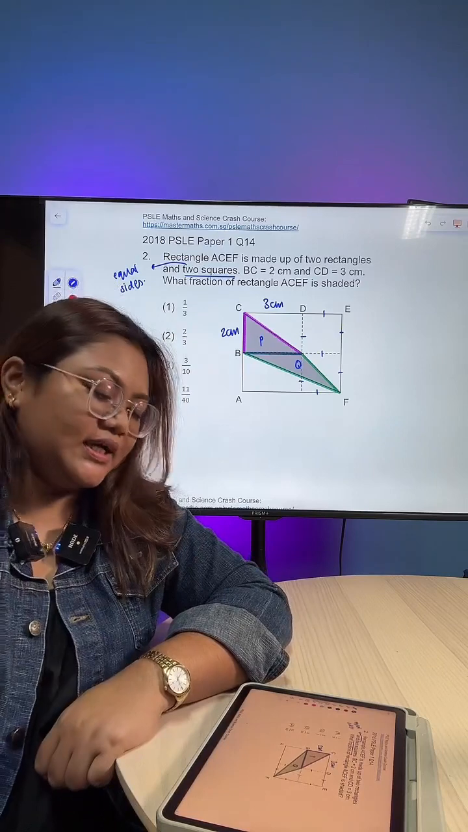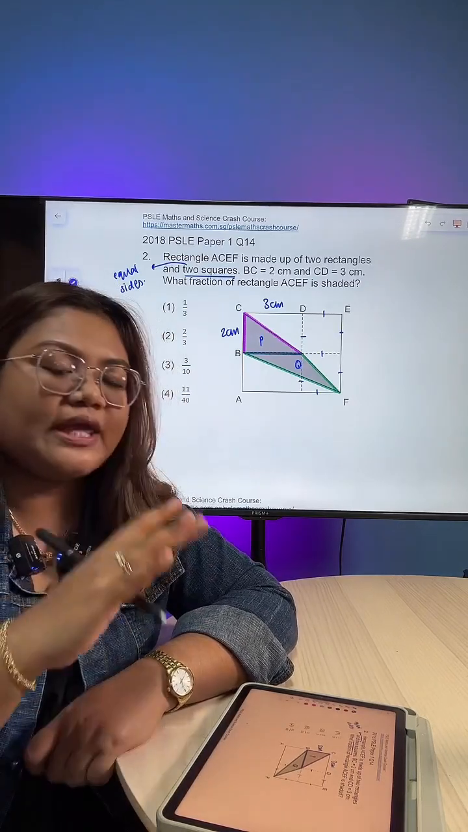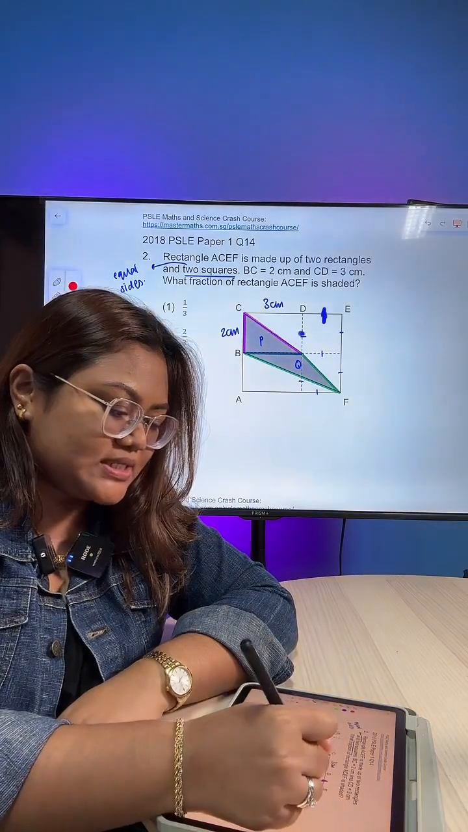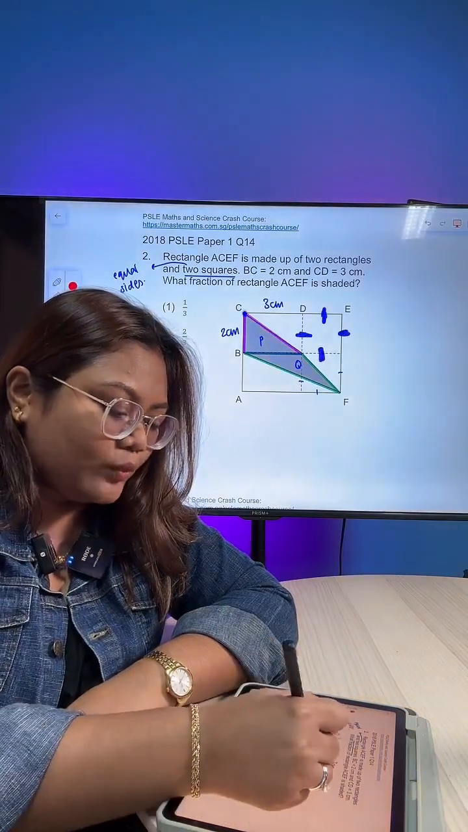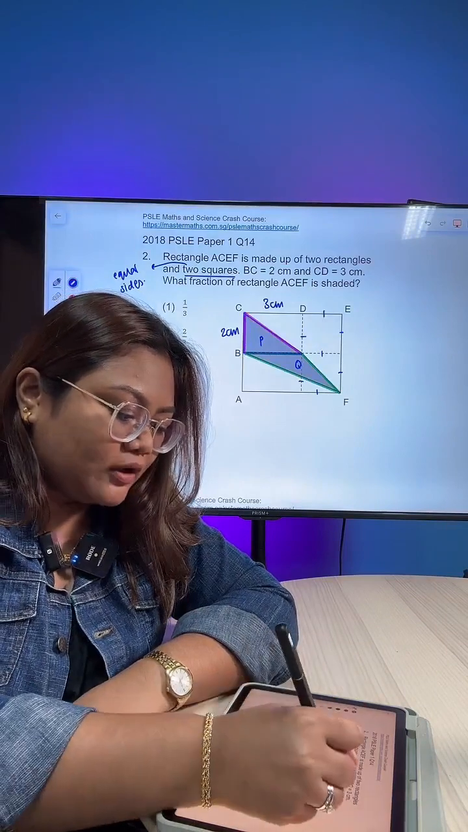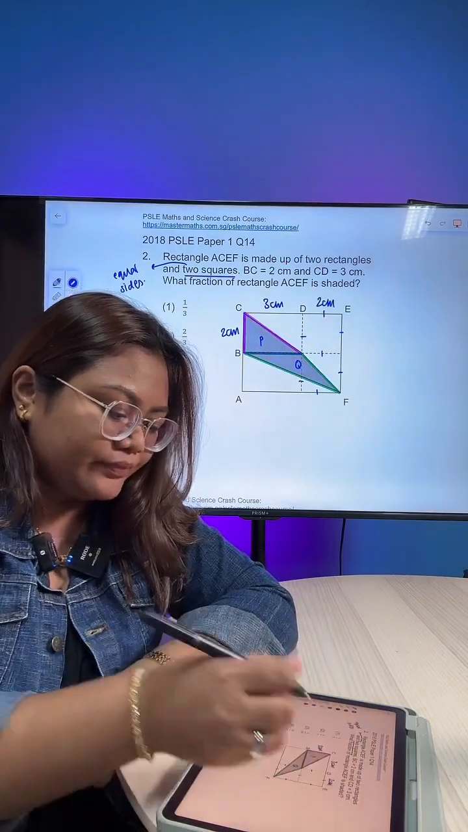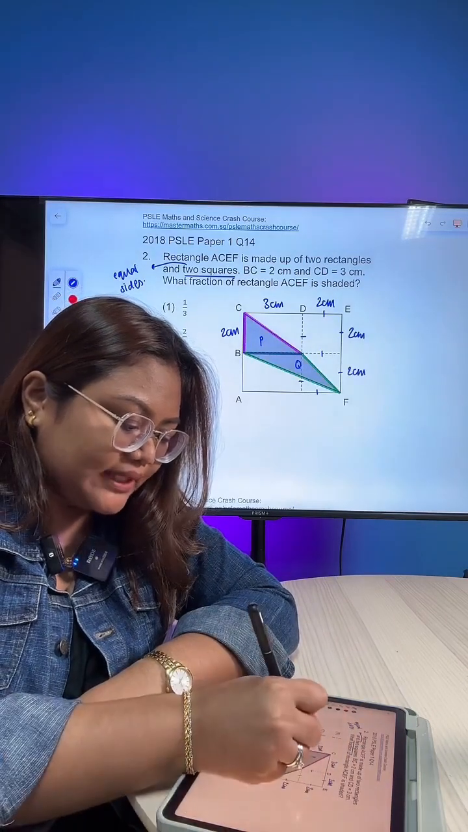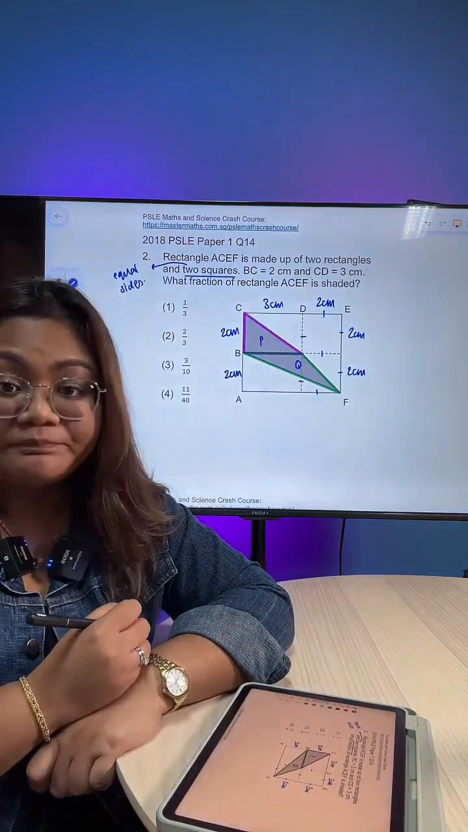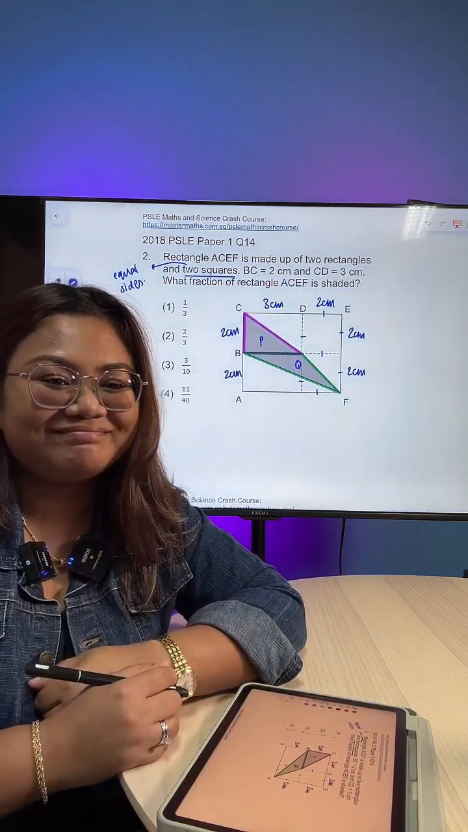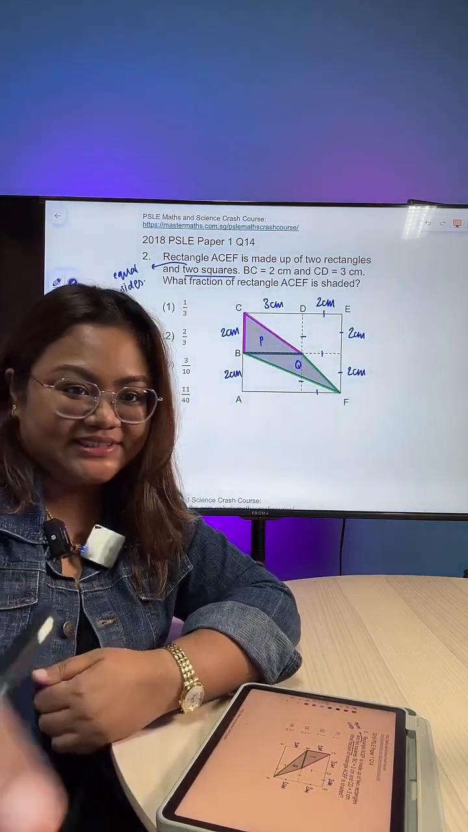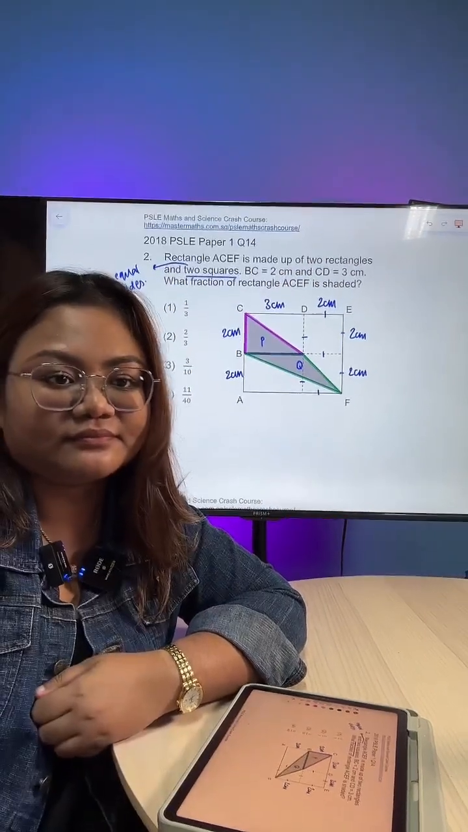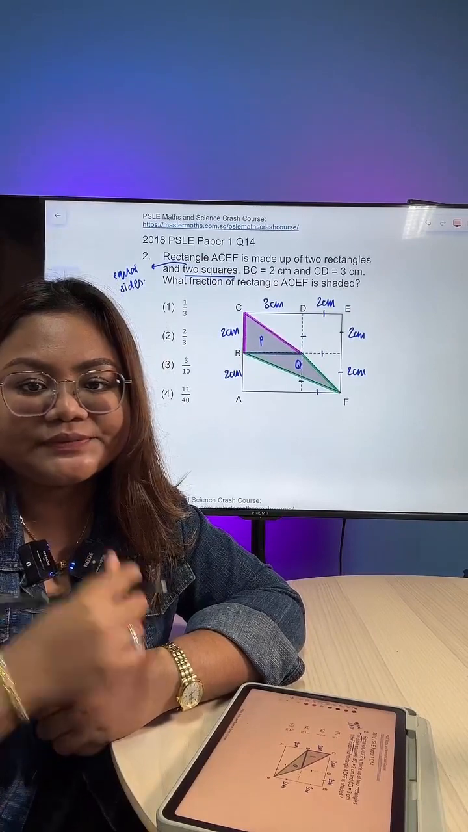Okay, so from here, what we want to continue is to label all the other sides that are relevant to us. So since we know these are all equal and one of them is already 2, we can continue to label this as 2 cm, this as 2 cm, this is also 2 cm, hence the other side also 2 cm. Okay? Got it? Alright. Okay, then what do you want to do next? What do we want to do next?